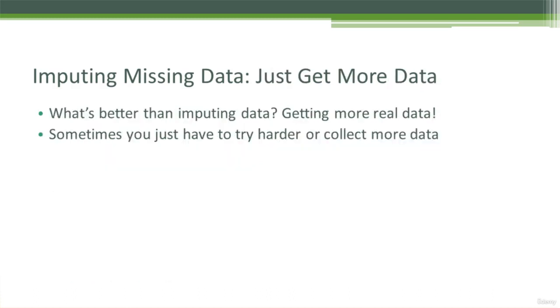And finally, probably the best way to deal with missing data is to just get more data. So if you have a bunch of rows that have missing data, maybe you just have to try harder to get more complete data from people. And it's hard to beat just getting more real data so that you don't have to worry about all the rows that have missing data.